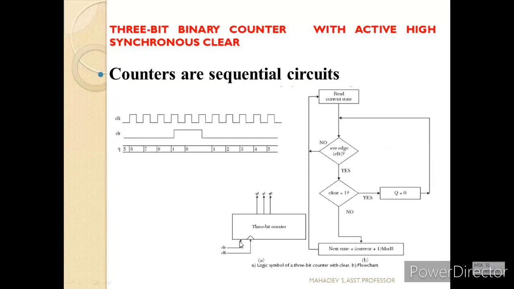You can observe that clear means make it go to the idle condition, all zeros. And we have one clock. For every clock pulse, the output has to change. And we have three outputs, so it's a 3-bit counter, counting from 0 to 7. Read the current state. If it is a positive clock, then check the condition. Is it clear? Yes, make the output 0. If not, increment the value up to mod 8 because it's a 3-bit counter.